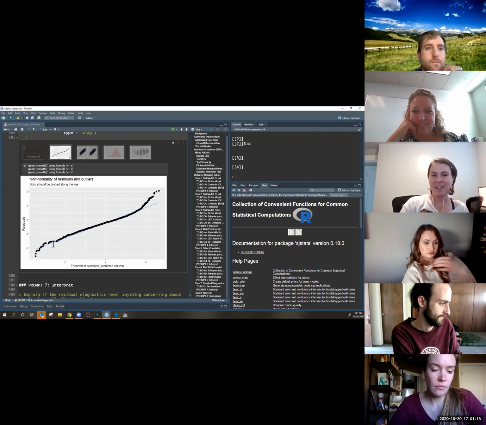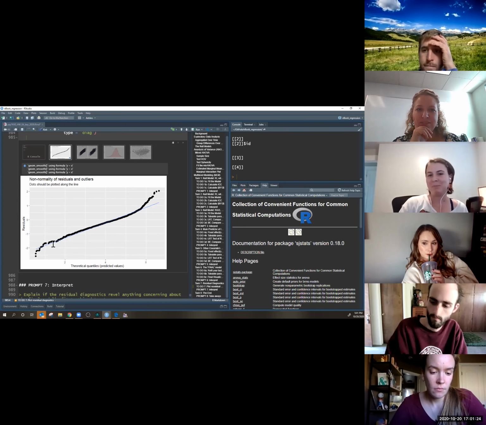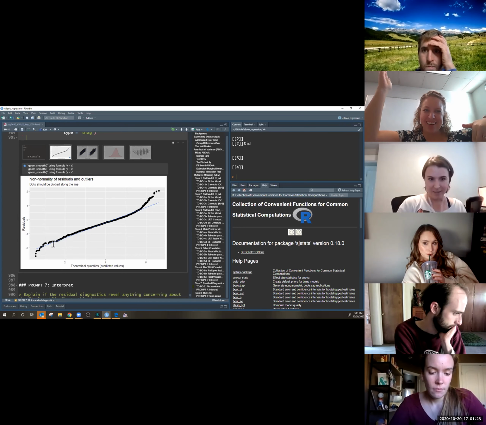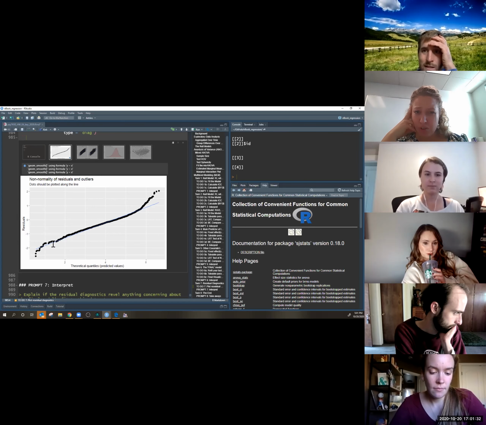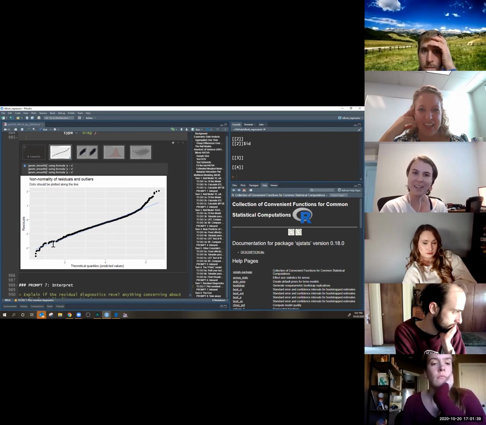It looks slightly sigmoid shaped, I feel like at the ends, but it's probably not extreme enough. The ends are kind of wonky. They're not straight. Yeah, so this is where students are always like, well, how do I know if it's good enough? And the answer is there's no cutoff.